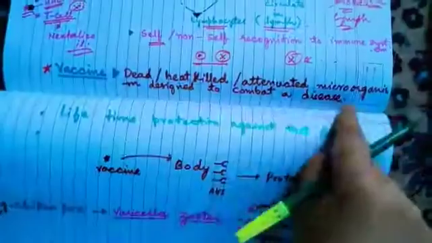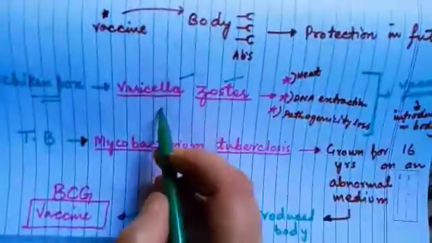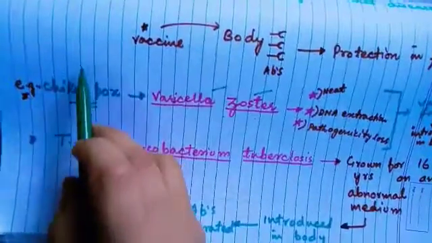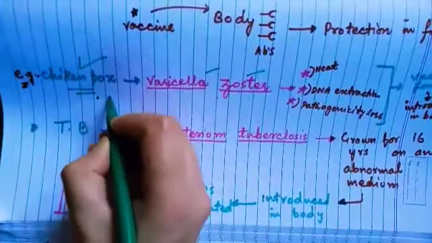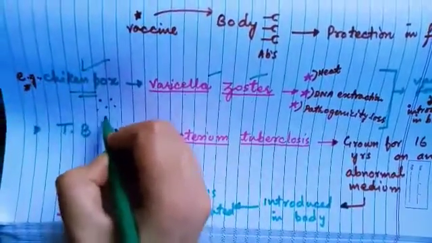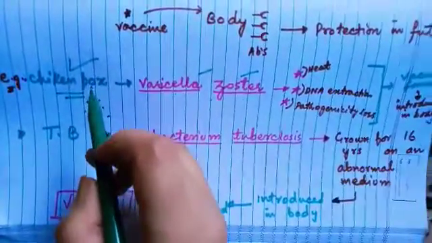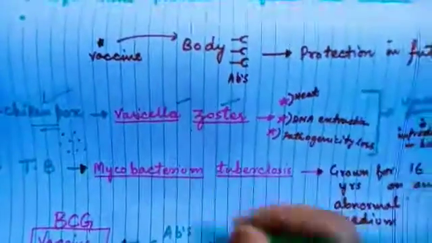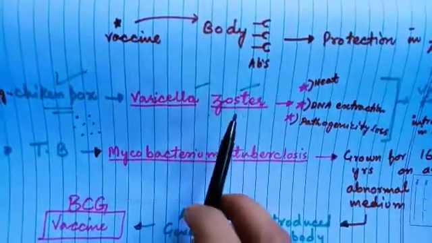Now, what does this sentence mean? I will make you understand with an example. Chickenpox is caused by a virus, Varicella zoster. Chickenpox is a disease where a person gets red dots on his whole skin, on his whole body. Now it is not present in the world, because it has been eradicated.